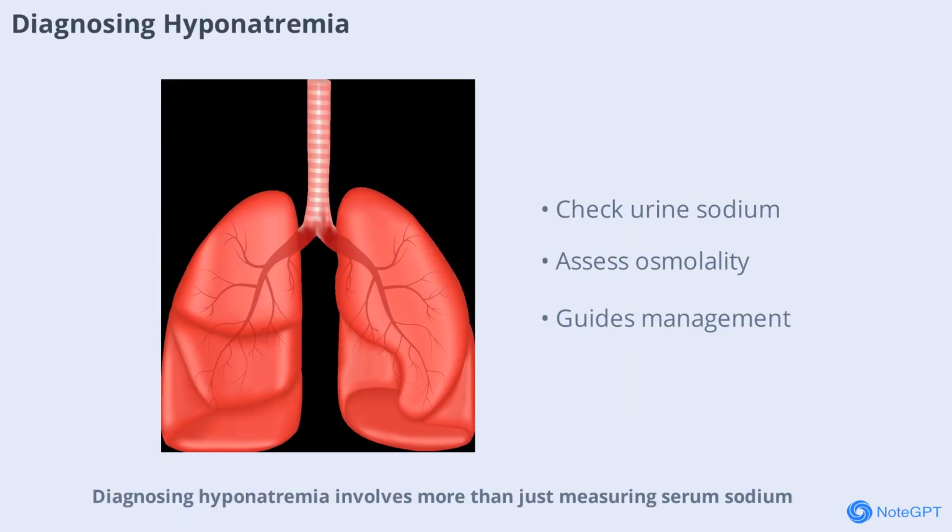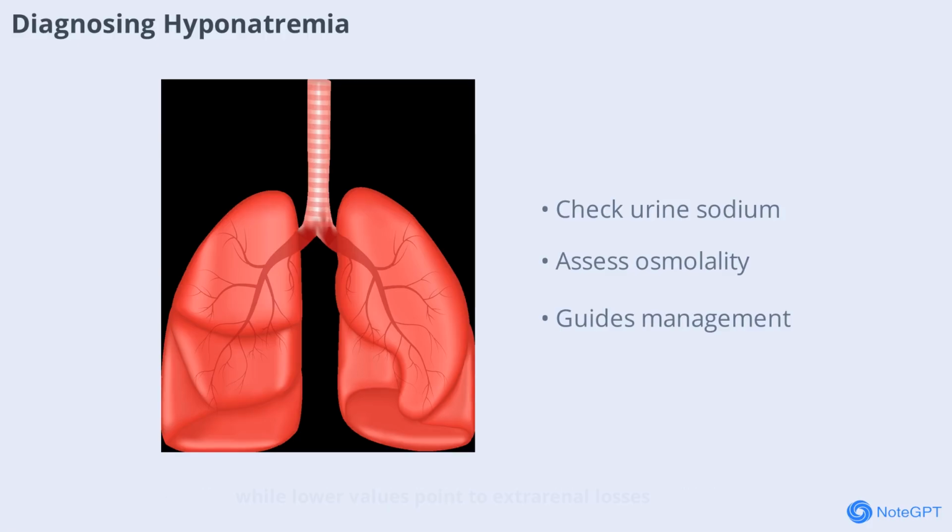Diagnosing hyponatremia involves more than just measuring serum sodium. Doctors also assess urine sodium, urine osmolality, and specific gravity to help determine the underlying cause. For example, a urine sodium above 30 mEq/L suggests kidney loss or SIAD, while lower values point to extrarenal losses. These tests guide the next steps in management.